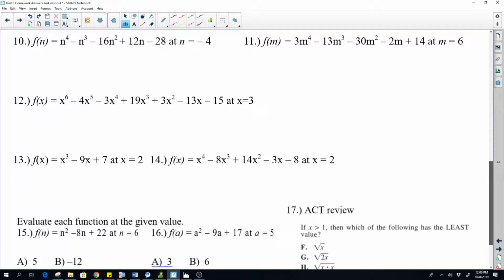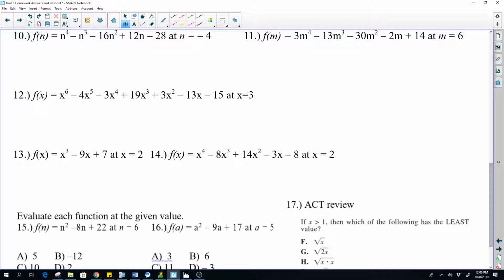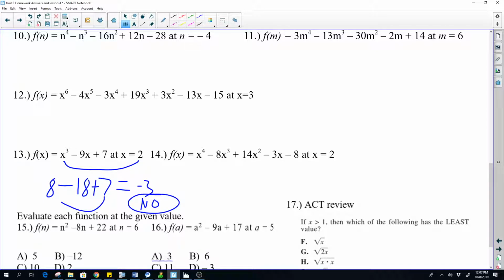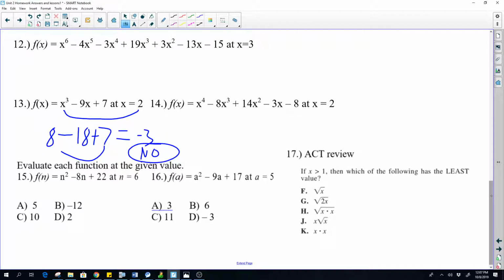And so some of these are really easy, just do by hand. Like number 13, for example. So just plug it in, 2 to the 3rd power. 2 times 2 times 2 is 8. Minus 2 times 9 is 18, plus 7. And then you get 8 plus 7 is 15. With the -18 is -3. So no, not a factor. And some of them are longer. Use your calculator. Awesome. Here's some multiple choice for 15 and 16.